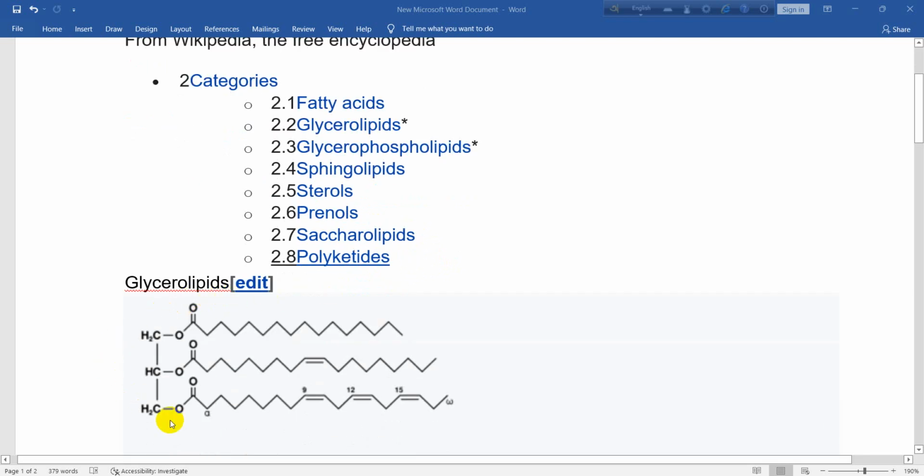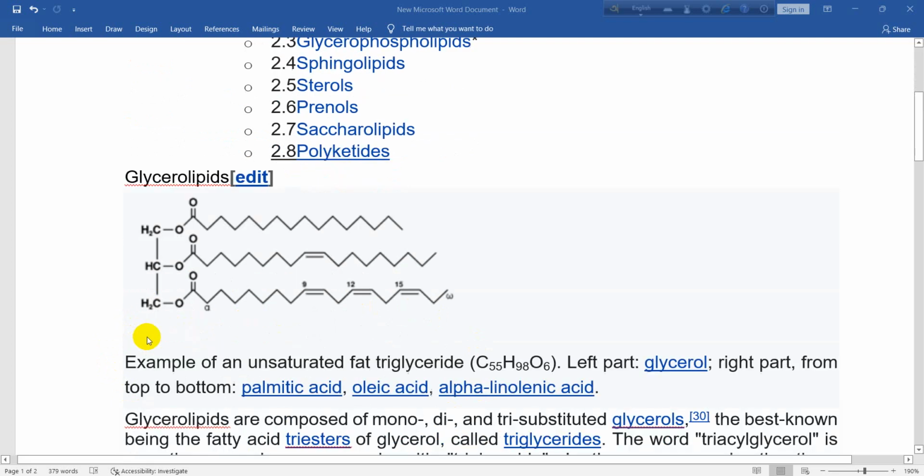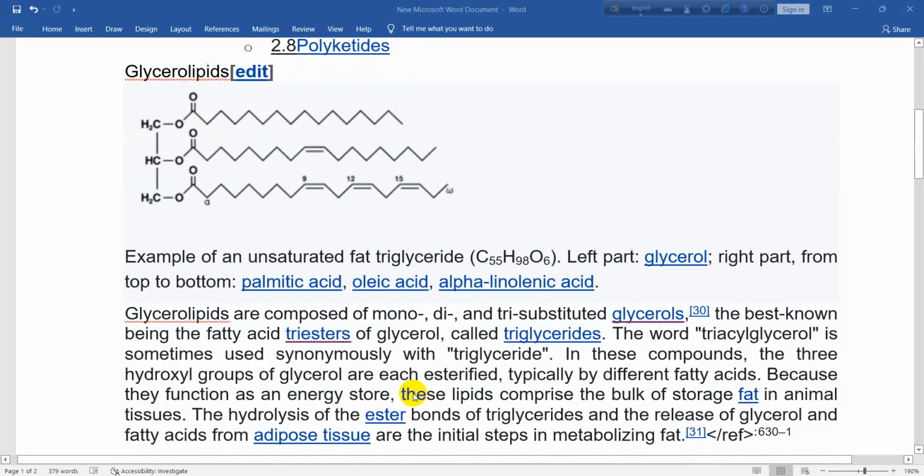Glycerophospholipids. This is the atomic structure of glycerophospholipids. Example of an unsaturated fat triglyceride, C55H98O6. Left part glycerol, right part from top to bottom: palmitic acid, oleic acid, alpha-linolenic acid.